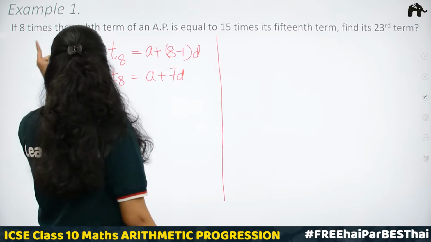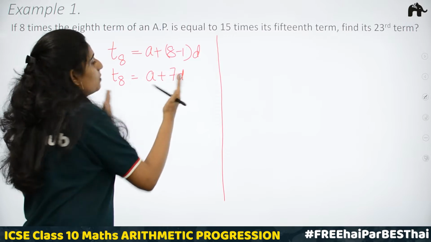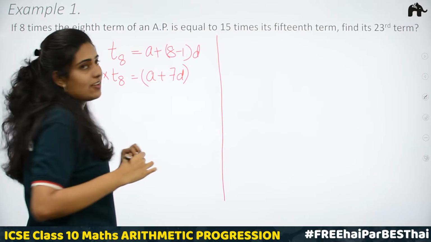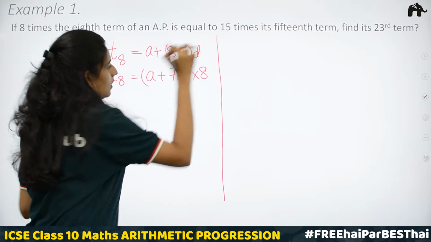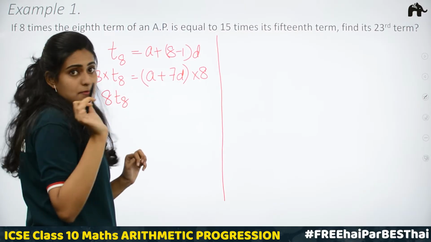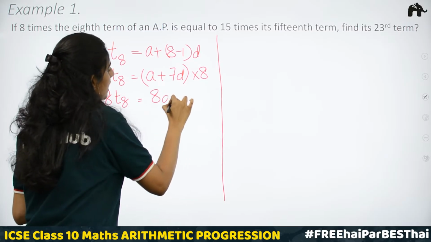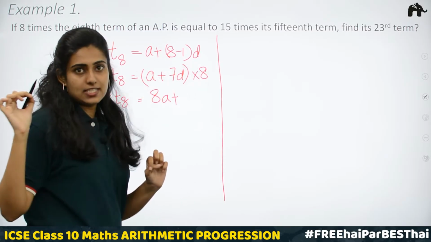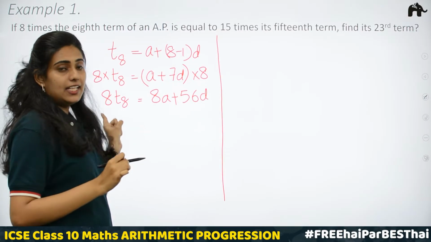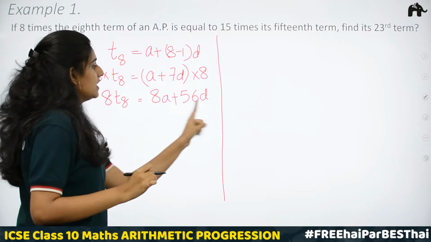Now, what is given? 8 times the 8th term. How to find 8 times the 8th term? We have to multiply on both sides with 8. 8 into T8 is equal to a plus 7d into 8. That is, 8 times the 8th term is equal to, removing the brackets and multiplying, 8a plus 7 into 8. 7 into 8 is 56, 56d. We got 8 times the 8th term. 8 times the 8th term is 8a plus 56d.